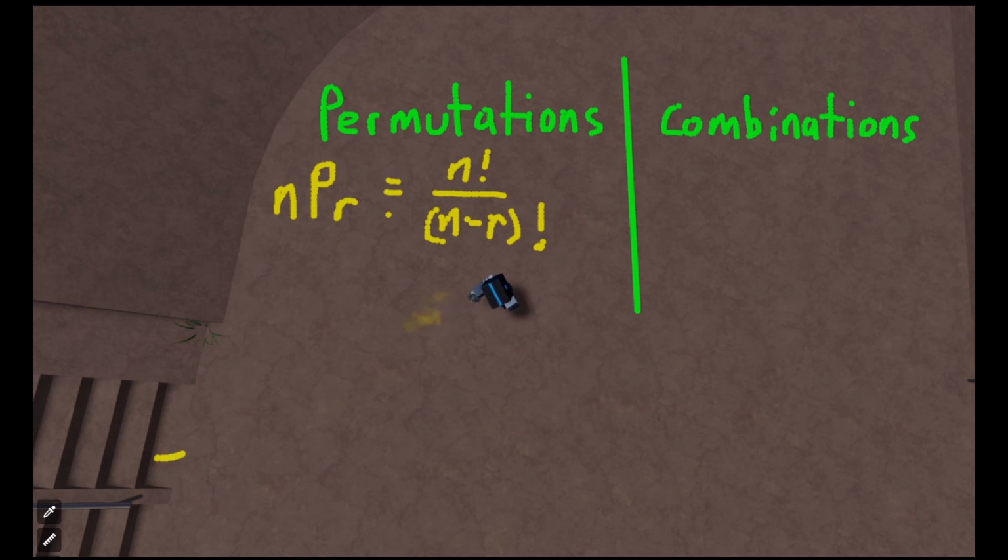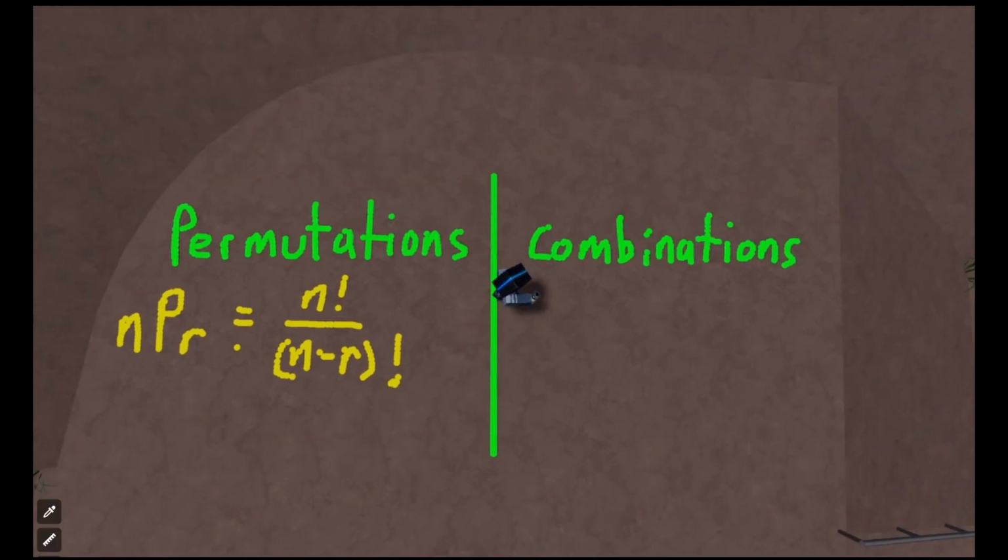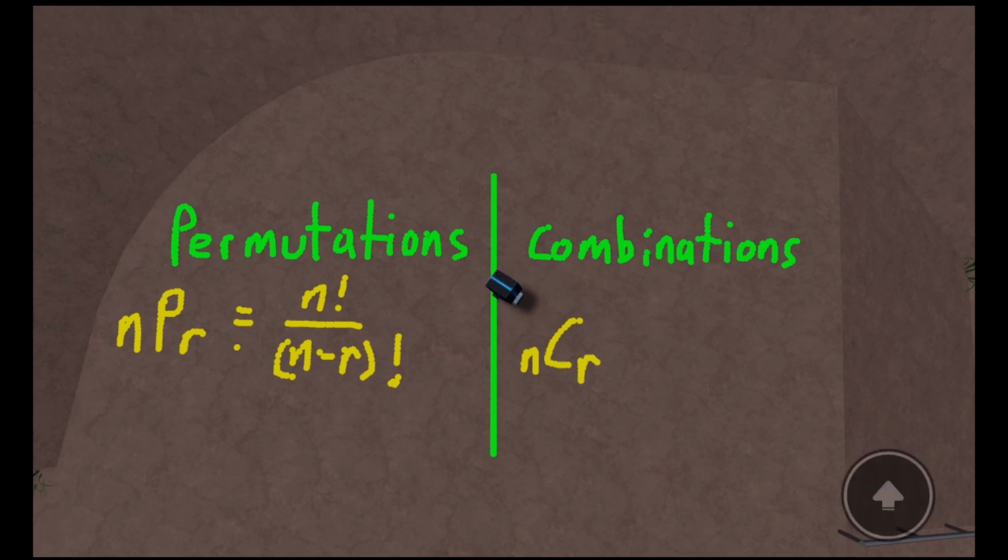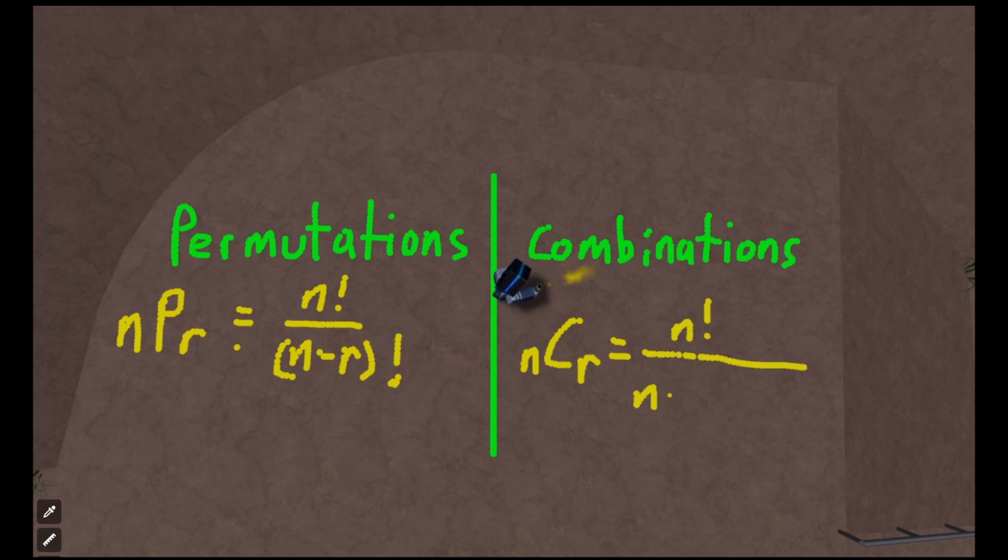Let's talk about a combination next. The formula for a combination, nCr, for combination or choose, is equal to n factorial divided by, you still have (n minus r) factorial, but now you have to multiply by r factorial again. So this is the formula for a combination.